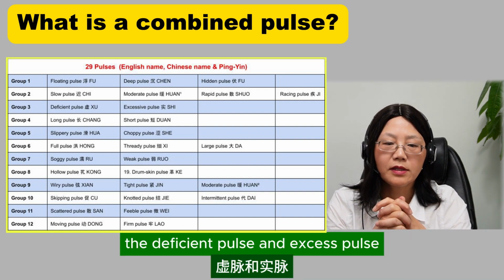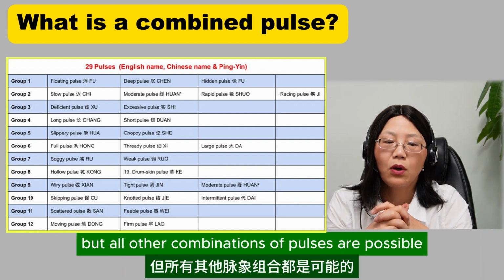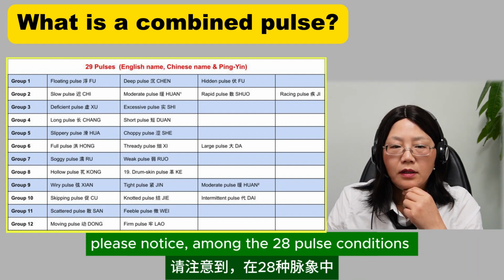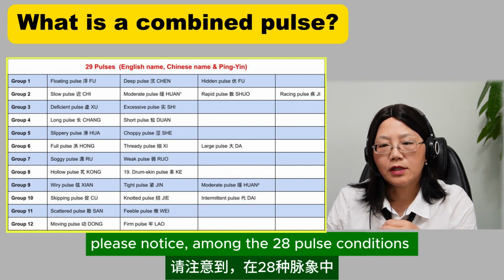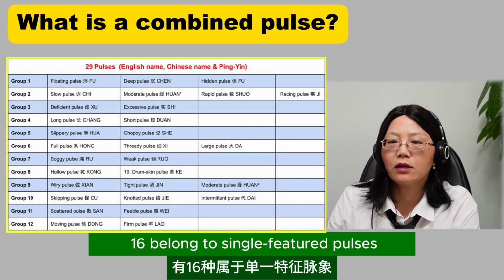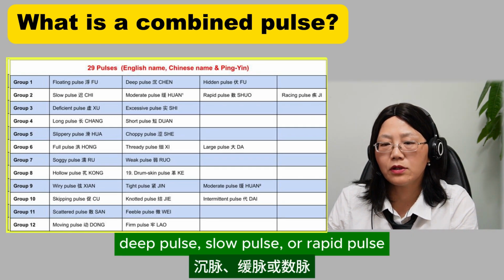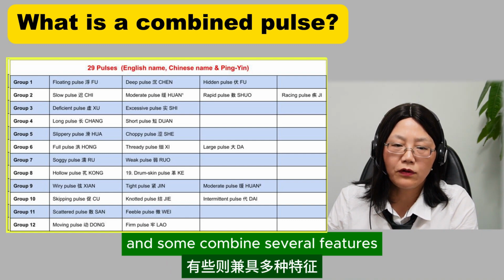Pairs of opposite pulses, such as floating pulse and deep pulse, slow pulse and rapid pulse, the deficient pulse and excess pulse, cannot occur together because they are opposite, but all other combinations of pulses are possible. Please notice, among the 28 pulse conditions, 16 belong to single-featured pulses, such as the floating pulse, deep pulse, slow pulse, or rapid pulse, and some combine several features.